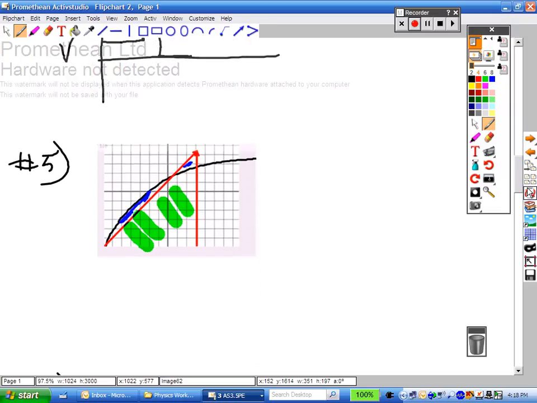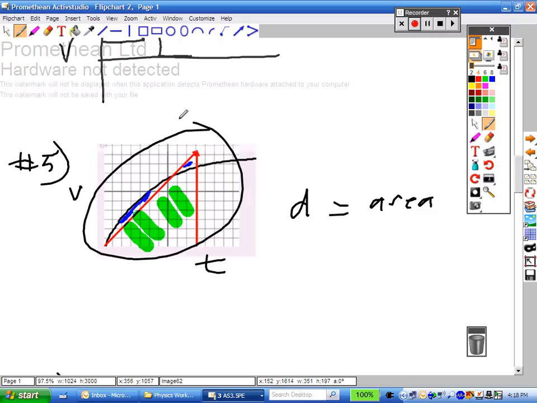Let's look at number 5. Number 5 asks for the displacement. Now this is a velocity versus time graph. The displacement is the area under the graph. Well, how do you find the area under the graph? You could count the squares, but another way is to make it into a triangle, like I've done. So as I did this, 1/2 base times height, the mathematics is much easier.